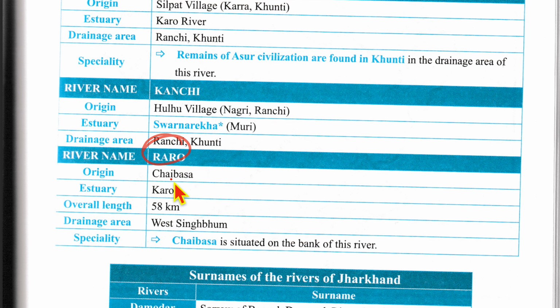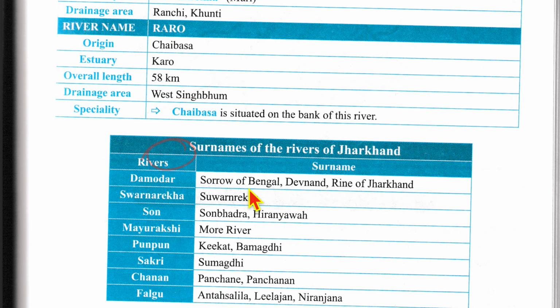Now Raro, it originates in Chaibasa. Estuary, it joins Karo River. Overall length is 58 kilometers. Drainage area is West Singhbhum. Speciality is Chaibasa is situated on the banks of this river, Raro River.